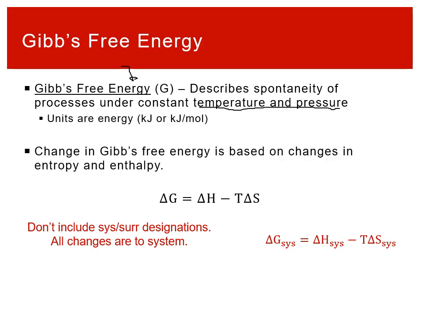You'll note in this definition, we don't have system and surroundings designations. That's because they all describe the same thing. If you were to put in the designations, they would all say system or surroundings. You could figure out delta G of surroundings. You don't really care that much about it, but you could. But it's all going to be delta G of the system is equal to delta H of the system minus T times delta S of the system.